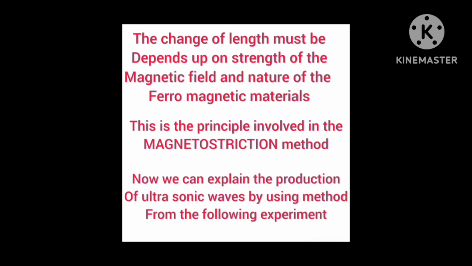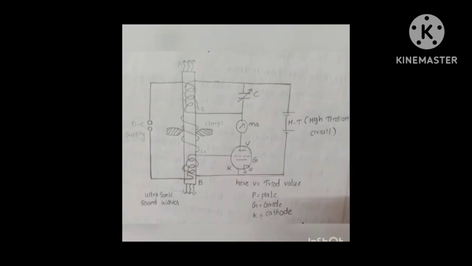Now we can explain the production of ultrasonic waves by this method from the following experiment. So let us see the circuit diagram of the magnetostriction method. The experimental arrangement for the production of ultrasonic waves is as shown in the following circuit diagram. Here AB is the ferromagnetic material which is clamped at the center.